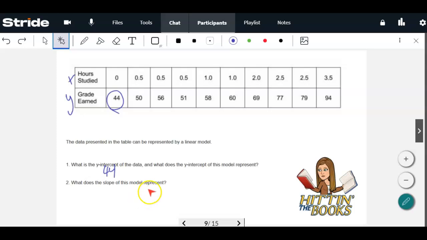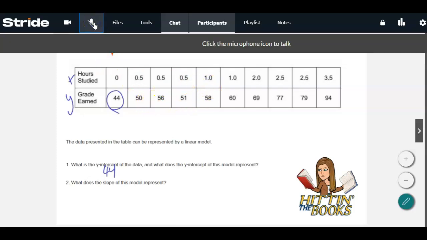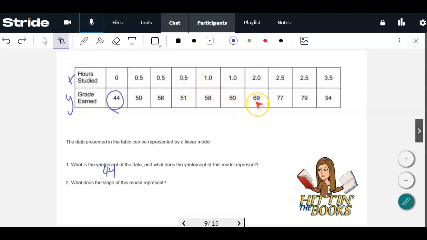What does the slope of this model represent? Well, let's go ahead and determine the slope. So the more you study, like actually this is not constant. But if you look at the table, the grades earned for half an hour were 50, 56, 51. 1 hour, 58. You can see that the more time spent studying, the grade does increase.